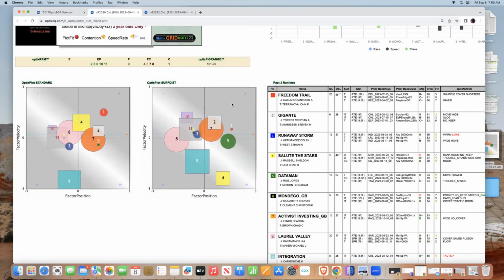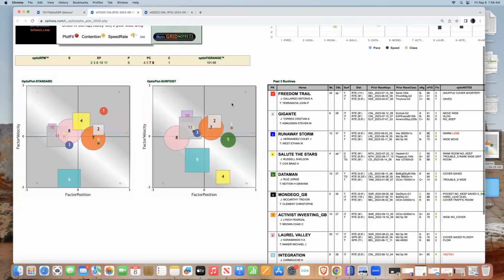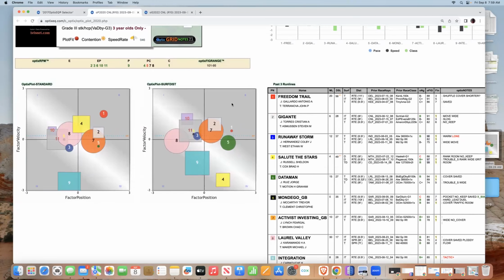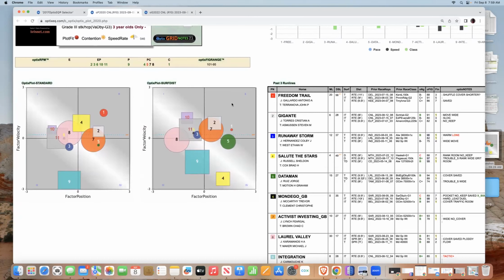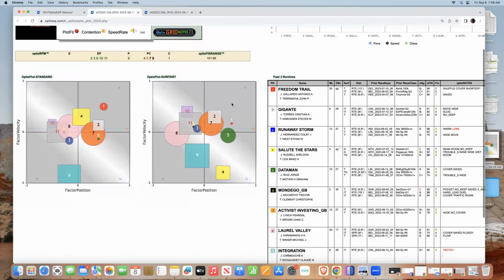I'm projecting this horse to improve. And the other horse is Data Man. I think that's another solid horse, and another horse that I don't think the plot really reflects his form. Both horses are from a little bit off the pace. I think the pace dynamics hurt horses like the 10, the 9, and the 3.